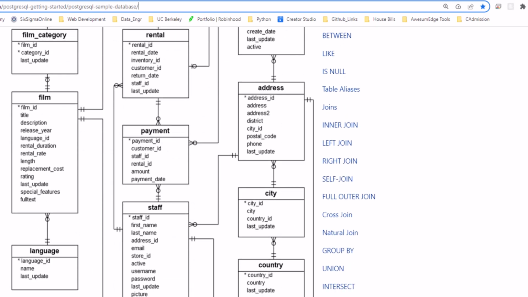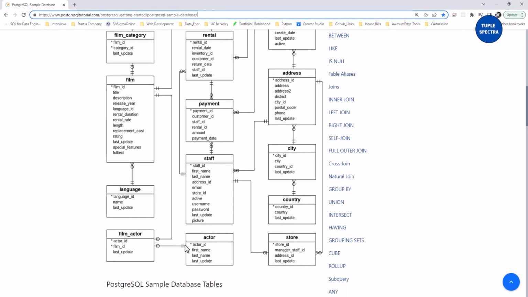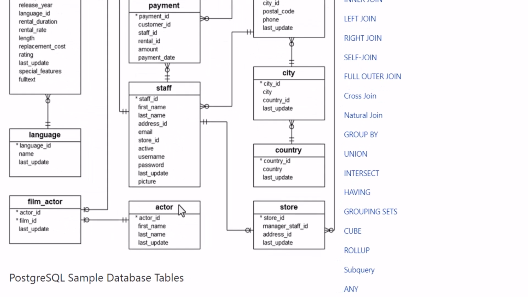Let's quickly take another example. This is the film actor table. We have been told that it is related to the actor table. How is it related? Let us look at what column makes them related. Look at this: this is an actor ID column, and this is also an actor ID column. That tells you that these two are related.